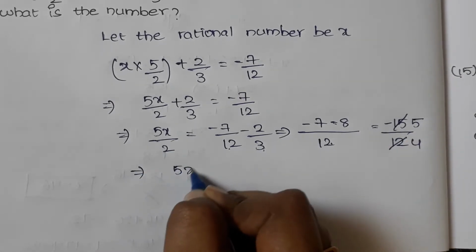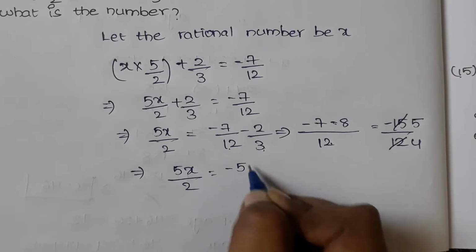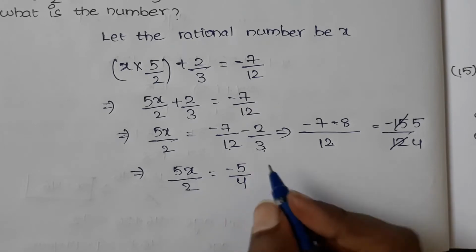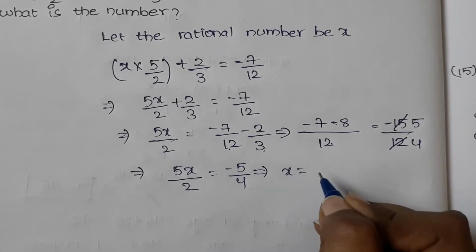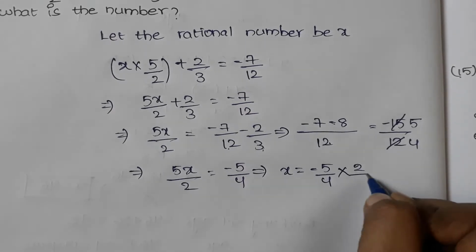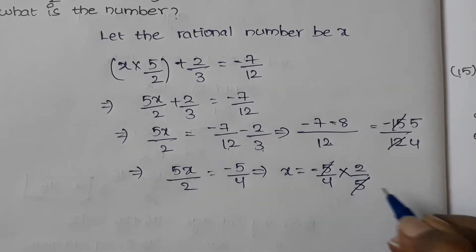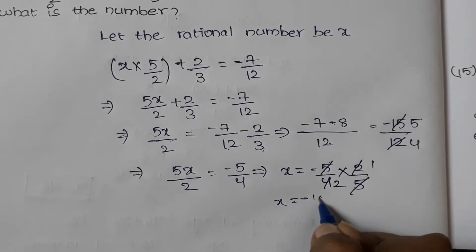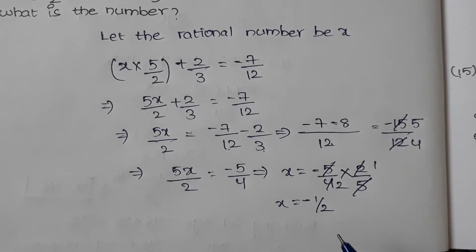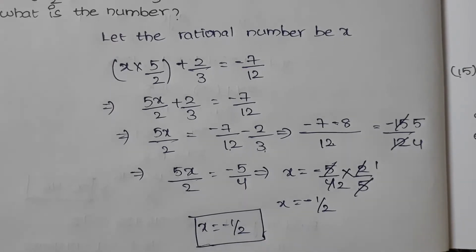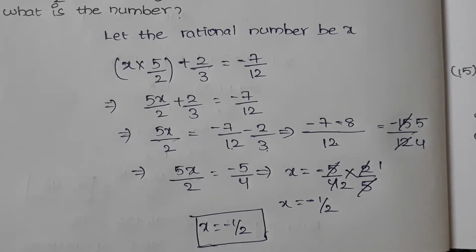Now 5x by 2 equals minus 5 by 4, and this 5 by 2 in the LHS is to be transposed to the RHS side, that is x equals minus 5 by 4 into 2 by 5, and this 5 and this 5 get cancelled, 2 ones are 2, 2 twos are 4, that is x equals minus 1 by 2, and the rational number according to the question, minus 1 by 2, is the solution. And this is about the 13th problem.